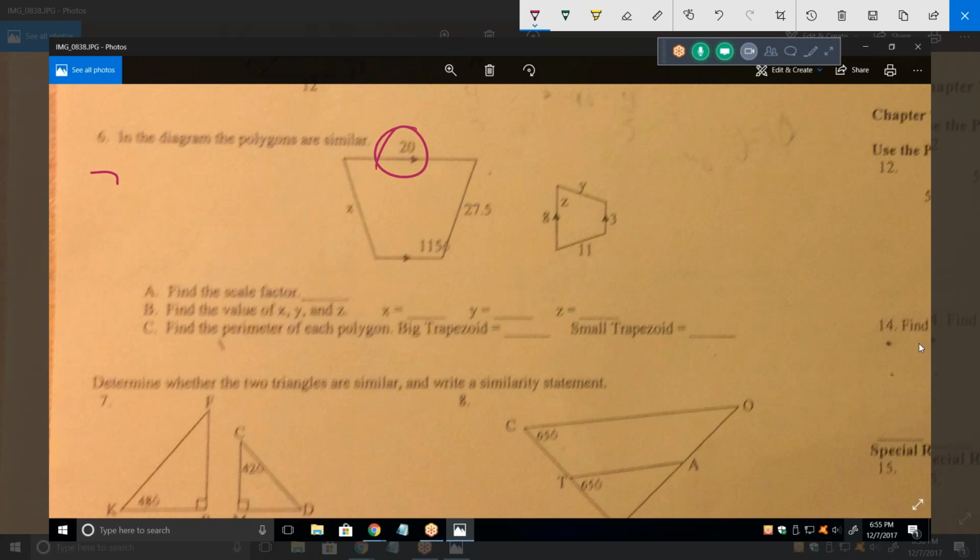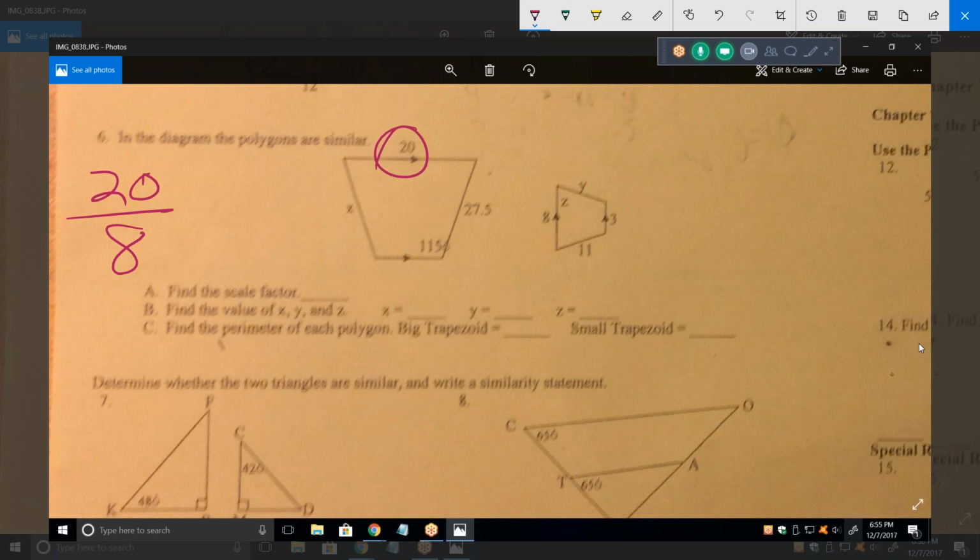Okay, there's your scale factor, big to little. Now remember, you can always go little to big. It does not matter. It's just that I find big to little more useful because that produces a number greater than 1. Whereas if I go 8 to 20, now I'm dealing with fractions. Okay? And this is sometimes a fraction, but sometimes it's not.